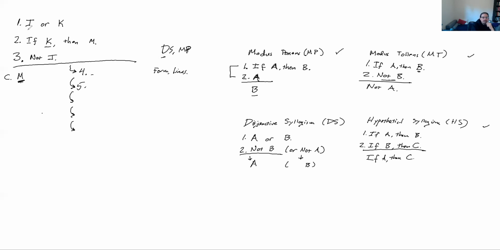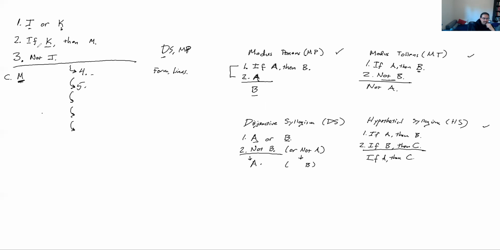So look at this. Line 1 says, either J is true or K is true, possibly both, right? Based on line 1 alone, the only thing we know is that at least one of these is true. But we go down to line 3 and it says J is not true. If J is not true, but at least one of these is true, that forces K to be true. That's what disjunctive syllogism is saying: either A is true or B is true, but B is not true, therefore A is true. So we're going to take these two, J or K, and not J.